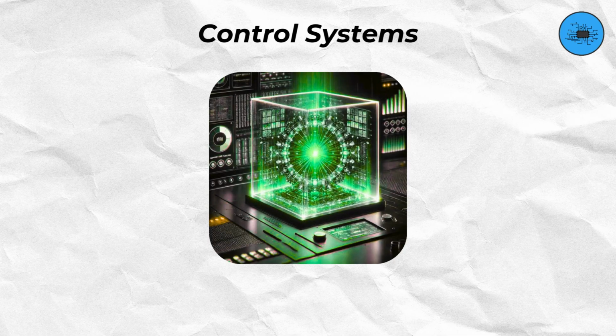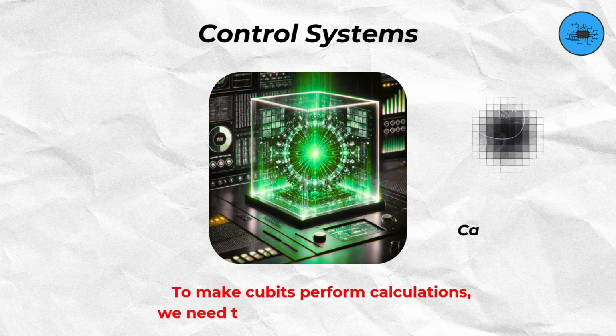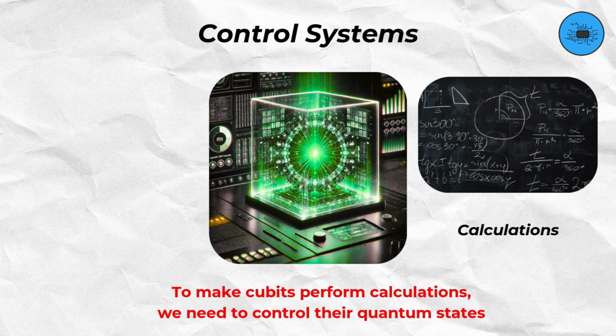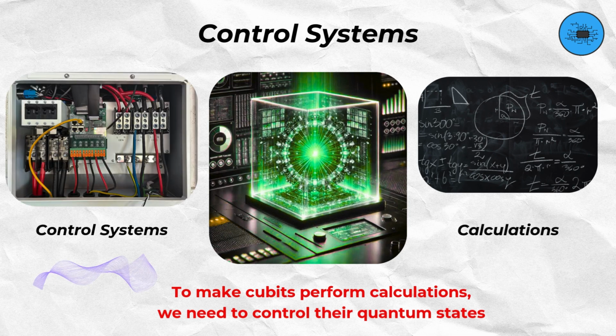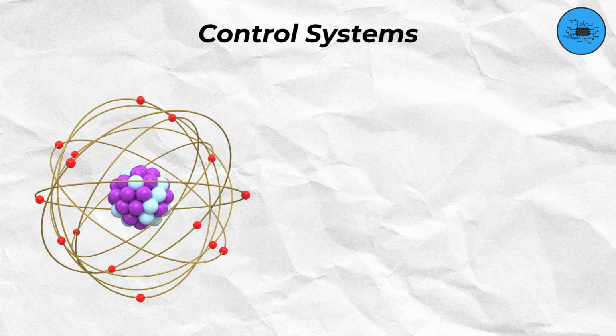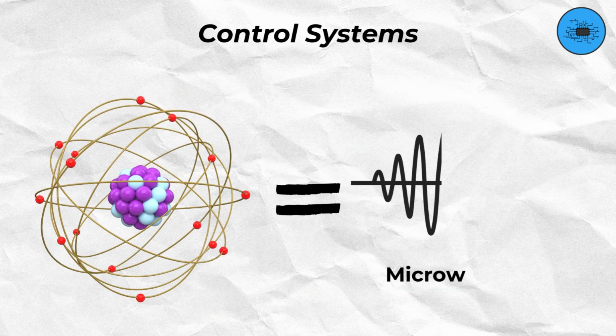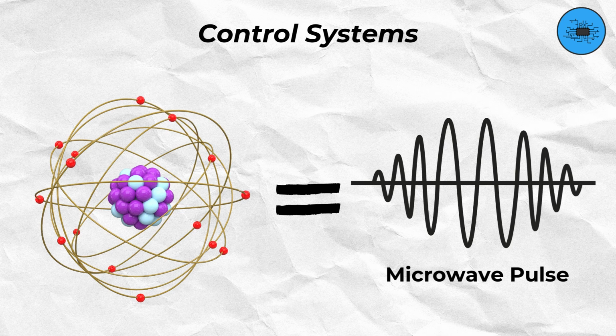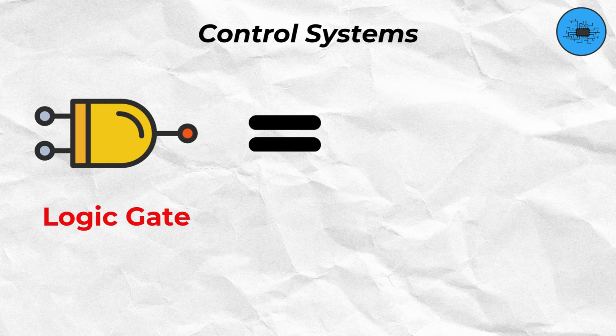Control systems. To make qubits perform calculations, we need to precisely control their quantum states. This is done using control systems. For superconducting qubits, these are typically microwave pulse generators. Carefully shaped microwave pulses are sent to individual qubits on the QPU to nudge their quantum states, effectively performing quantum operations or gates, the quantum equivalent of logic gates in classical computers.